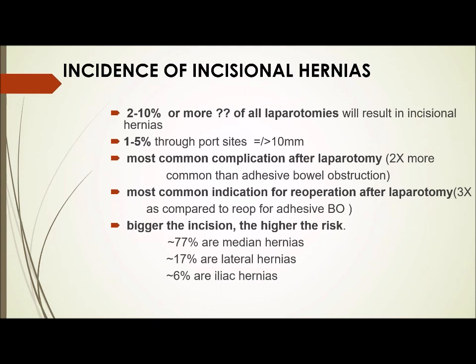Now, the incidence is quite high: 2 to 10% or more of all laparotomies will result in incisional hernia. Probably this figure is higher, and literature figures of as much as 20-30% have been given. I don't know how much to believe those, but the figure which all agree with is 2-10%, right? As far as laparoscopy is concerned, port site hernias occur in 1 to 5% of laparoscopic operations. They never occur from the 5 millimeter ports. 5 millimeter ports never give rise to port site hernias, but anything 10 millimeter or more will give rise to port site hernia, right?